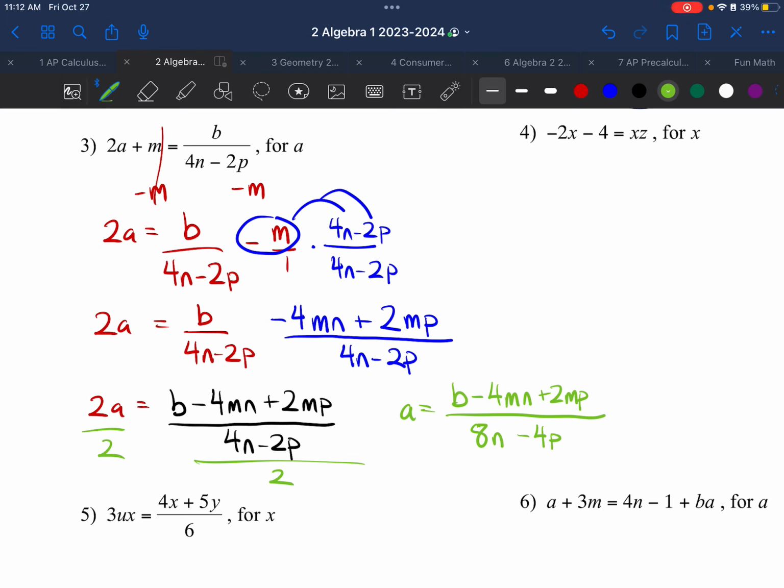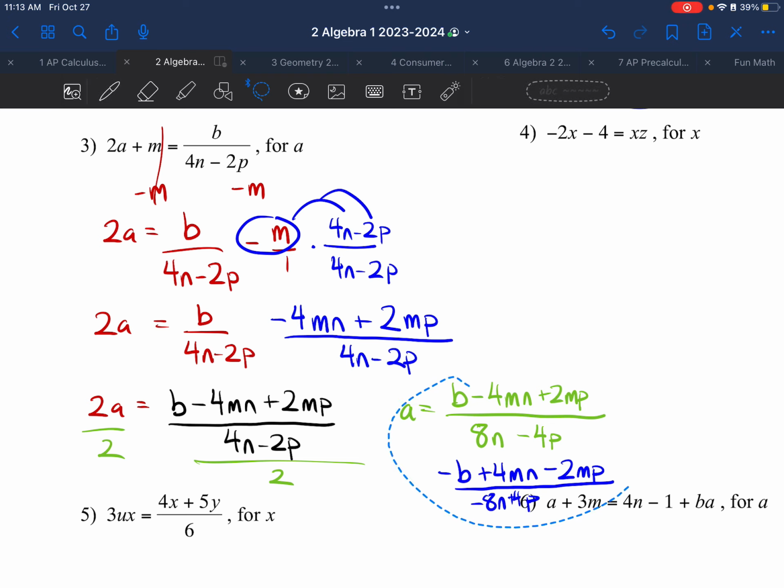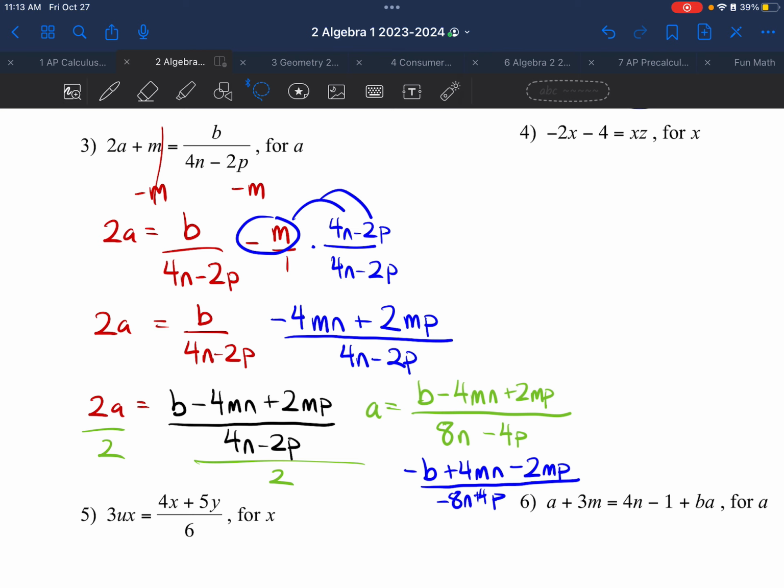Another answer is to multiply the top and bottom by negative 1. The other answer is a negative b, you just change all the signs, right? Plus 4mn instead of minus 4mn, minus 2mp instead of plus 2mp, and this is all divided by negative 8n plus 4p. And I ran out of room there. I think if I just move all of this stuff over a little bit, it looks a little bit better. Here, let me make this look a little bit neater. This is going to be plus 4p.